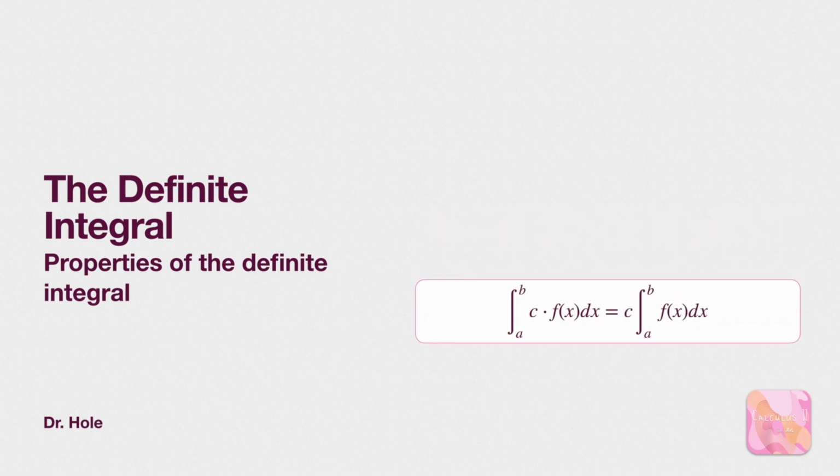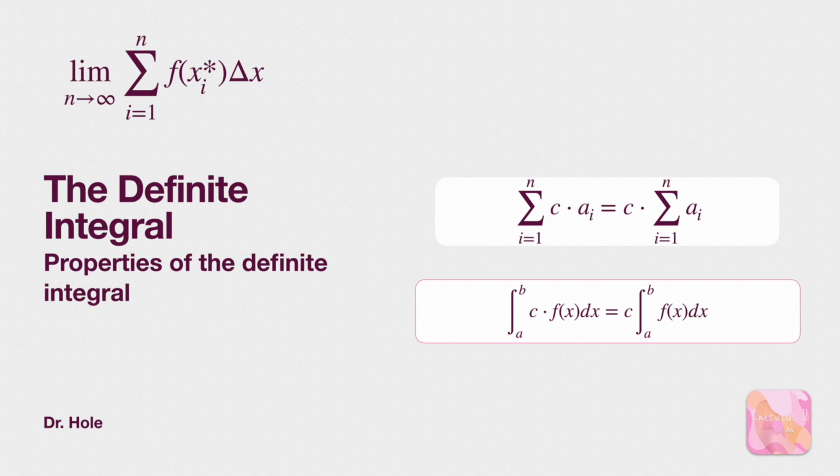Next property. Next property is that a constant can pull through the definite integral. Let's look at this. You're going to be asked in an assignment to formally produce this argument. So on the left-hand side, we have the definite integral of a constant times an integrand f. If we use the definition of a definite integral as the limit of a Riemann sum, then our function f would have to be multiplied by c.